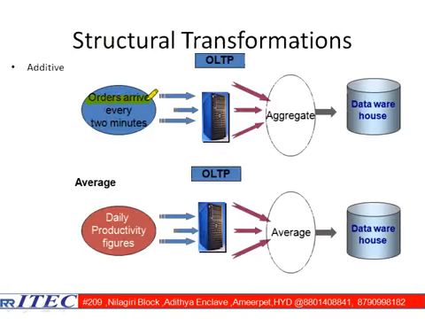I have here orders arriving every 2 minutes into the OLTP. Every 2 minutes I have the orders. But at the end of the day, I want to see aggregate data. Day wise, how many orders? Month wise, how many orders? Year wise, how many orders? These are all available in the data warehouse. Daily productivity figures are available here.